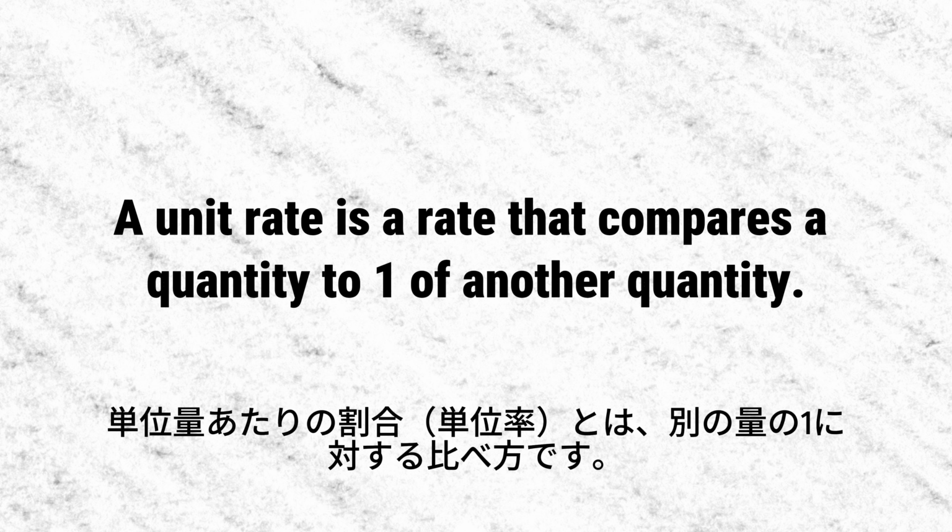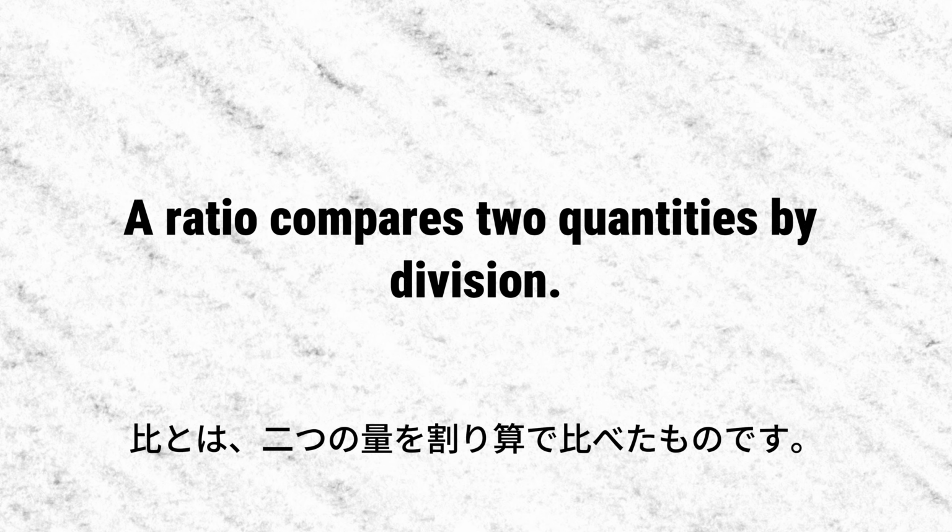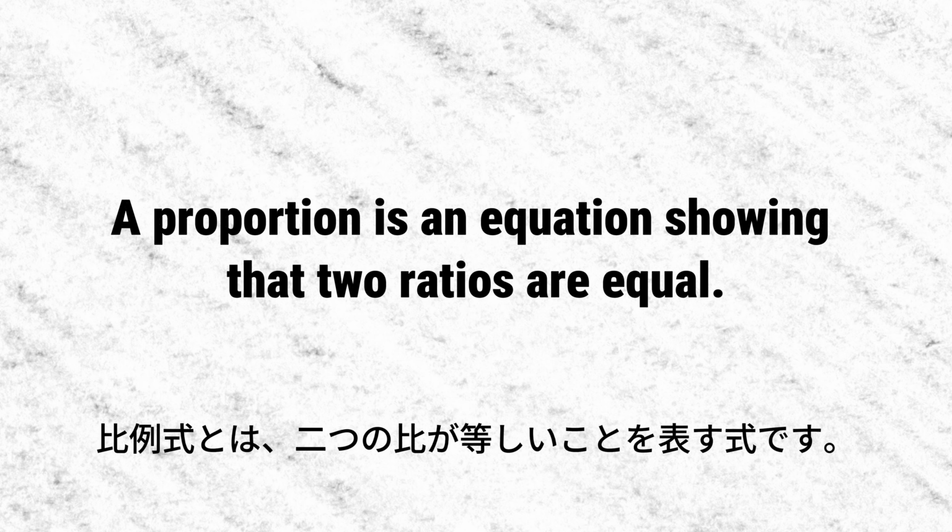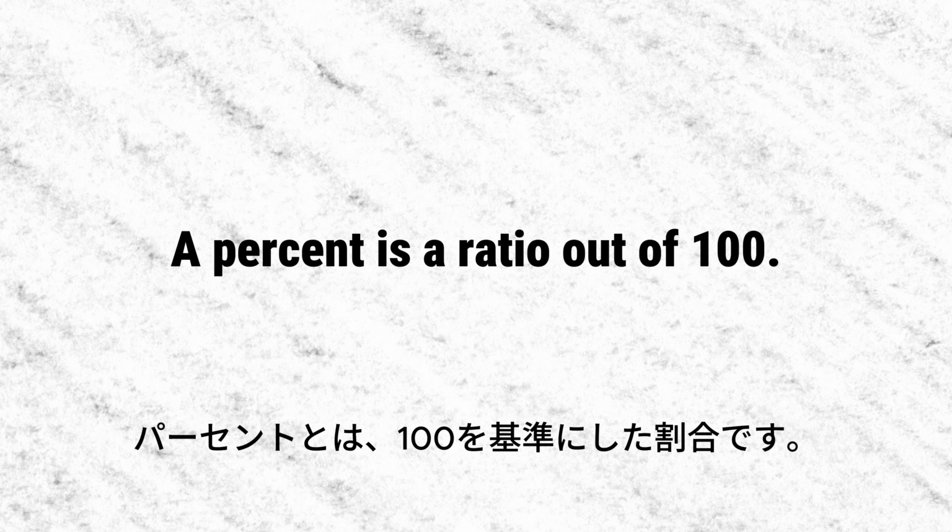A unit rate is a rate that compares a quantity to one of another quantity. A ratio compares two quantities by division. A proportion is an equation showing that two ratios are equal. A percent is a ratio out of 100.